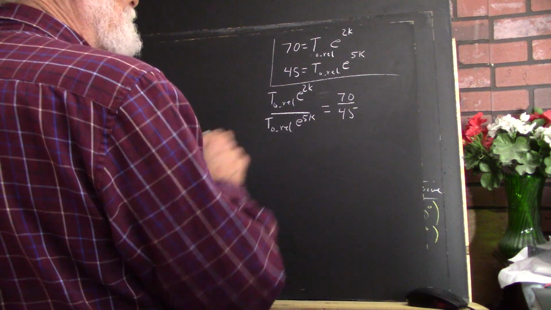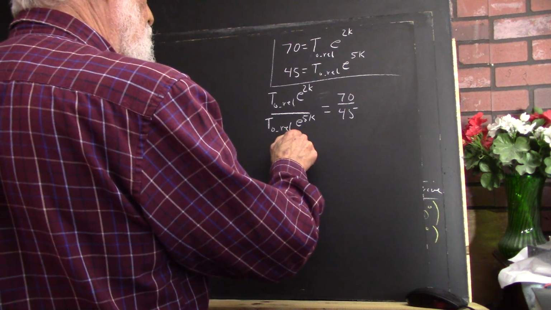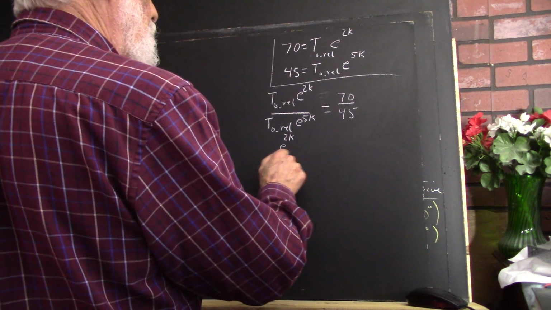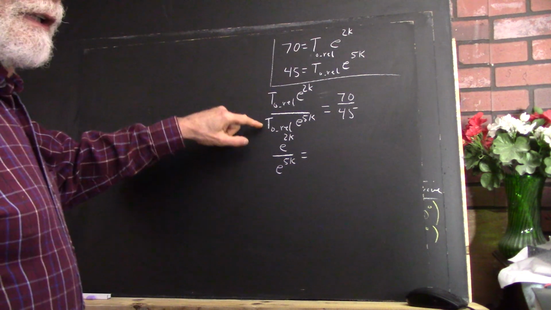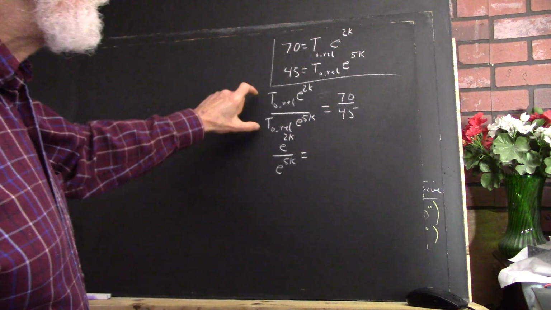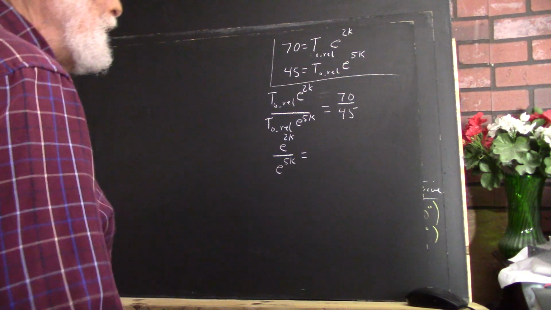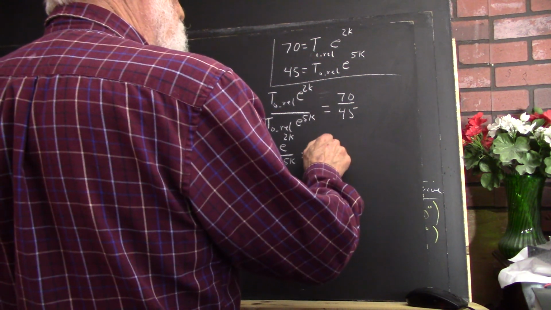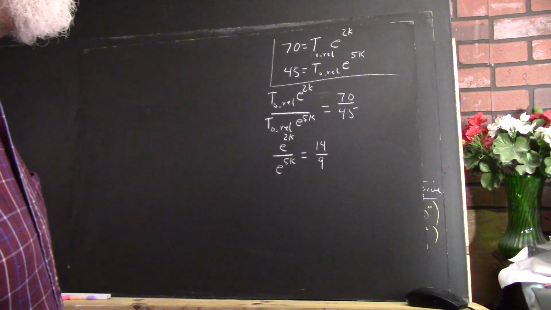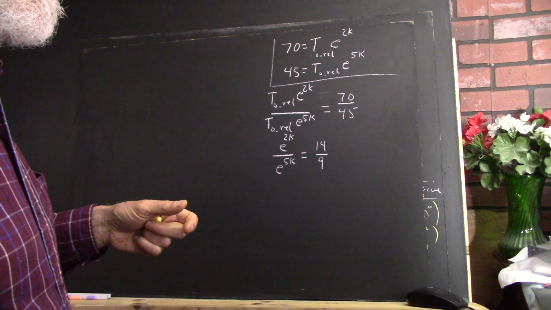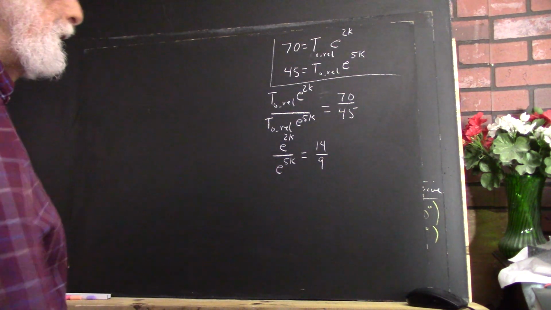Well, if I divide this by this, and I'm going to do it a little bit carefully, it's pretty clear that the t0 rel divides out, and we're just left with e to the 2k over e to the 5k. And that equals 70 over 45, which is 14 over 9, just simplifying the fraction a little bit. Okay? Well, e to the 2k divided by e to the 5k is e to the negative 3k.